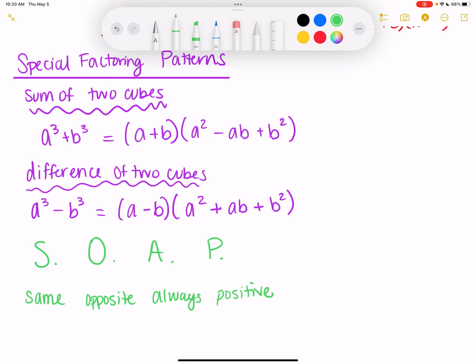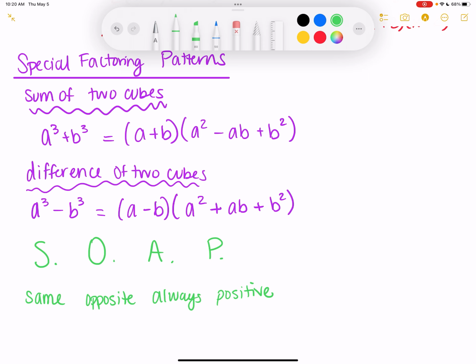So the same sign, it matches. This one's the opposite sign. And then the last one's always positive. If you can remember the letters, because those are the same, all you have to remember is SOAP. I say all like it's not a lot to remember, but it does make it easier.